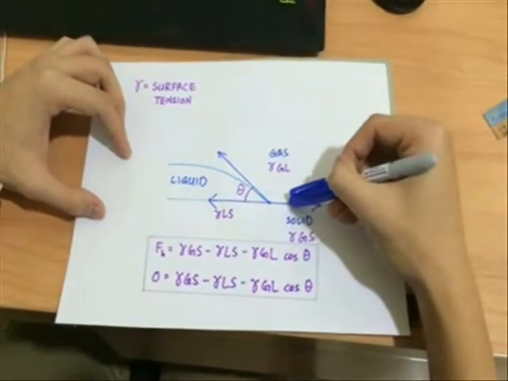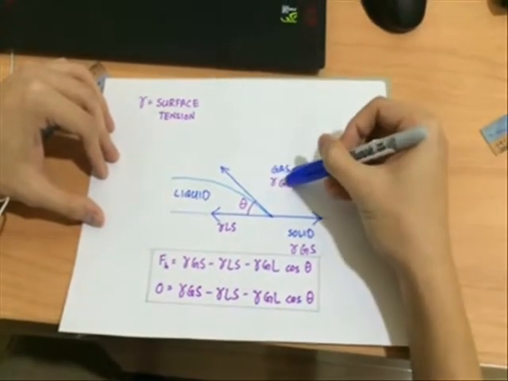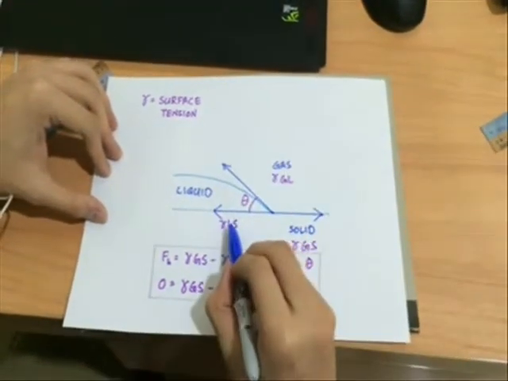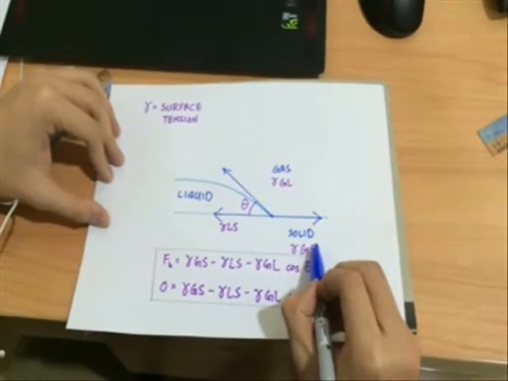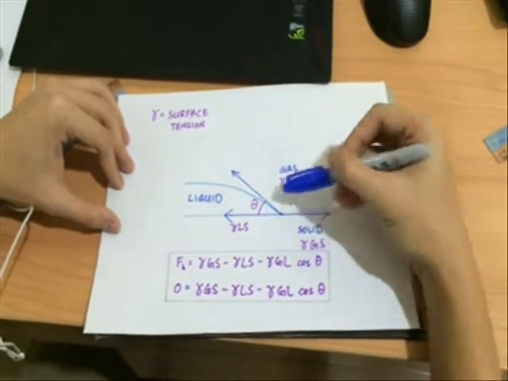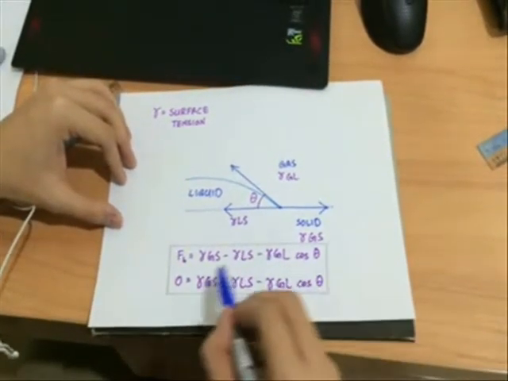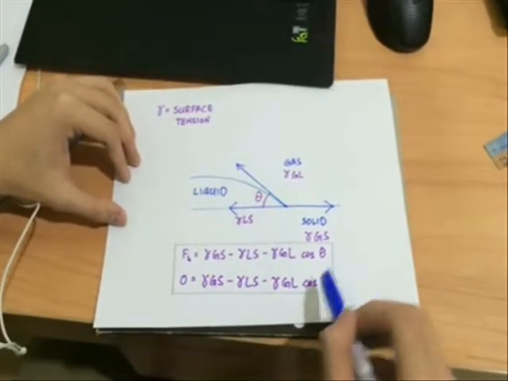There are three forces acting on a drop of liquid on a solid surface: the surface energy between liquid and gas, liquid and solid, and gas and solid. This angle is called the equilibrium contact angle. Therefore, a balance of these forces in equilibrium can be written like this.